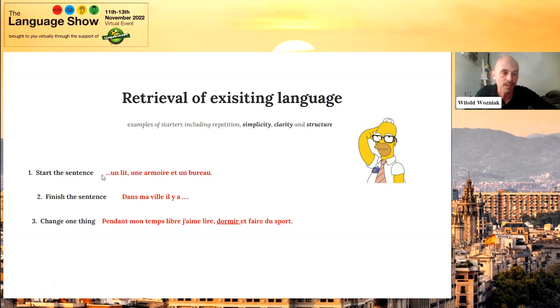So 3 other examples could be to start a sentence. So for instance, you display un lit, une armoire, un bureau, and you expect them to say whatever it's going to be. Chez moi il y a, ou dans ma maison il y a, dans ma chambre il y a. You can give them finish of the sentence, or change one thing. So for instance, you give them a sentence and you underline something, or you don't underline, they can decide, because anything can be changed, but you just want one element. And again, that can be easily differentiated.